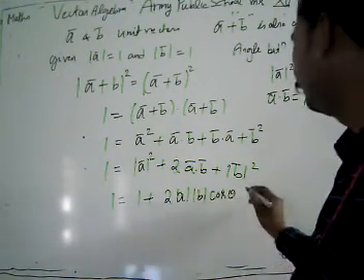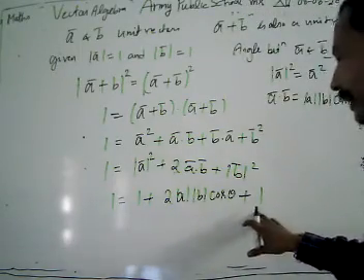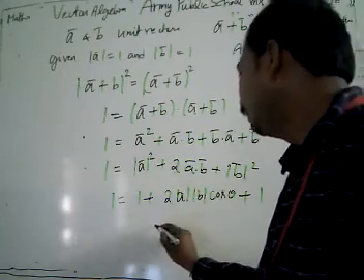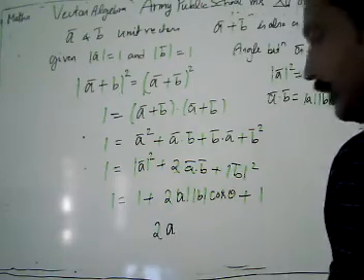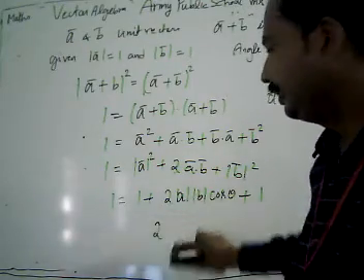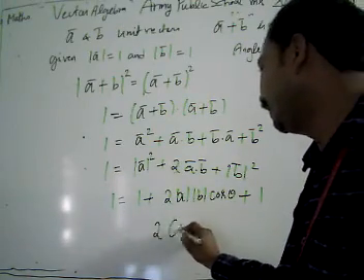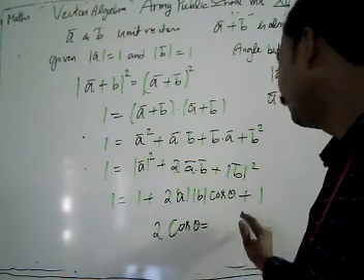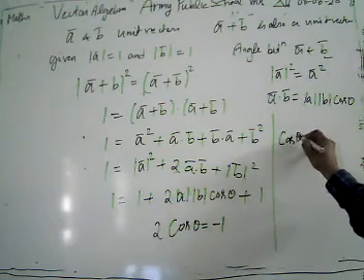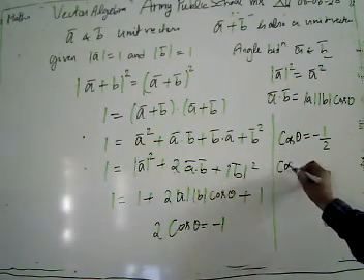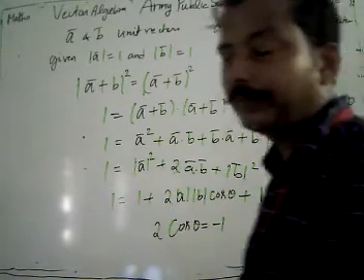Now look, the magnitudes of mod a and mod b are 1 there. Then we have only 2 cos theta here. This 1 and 1 cancel out. Then 2 cos theta is equal to minus 1. Then from here cos theta is minus 1 by 2.